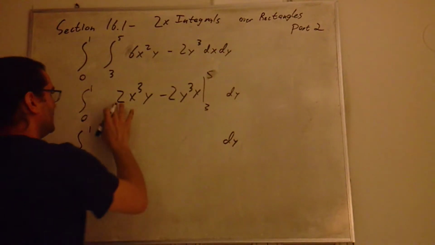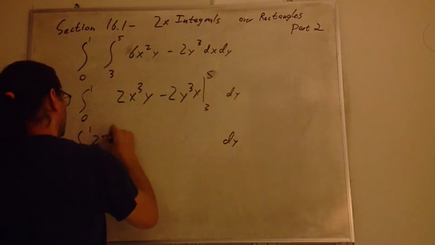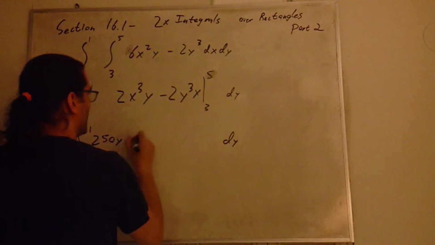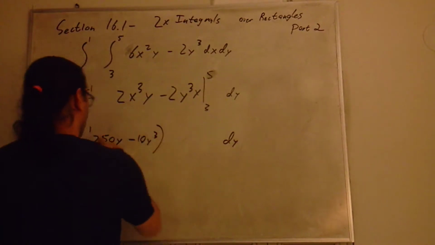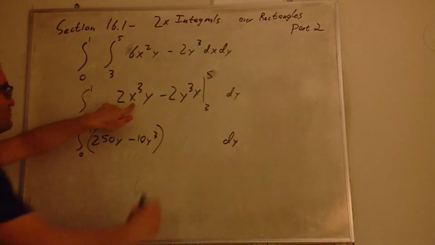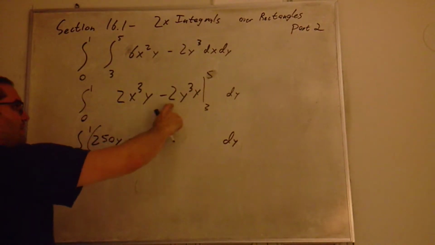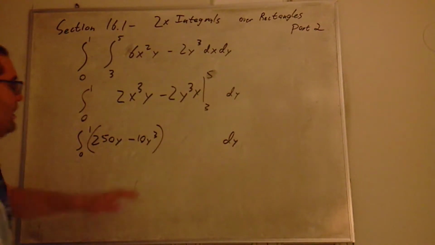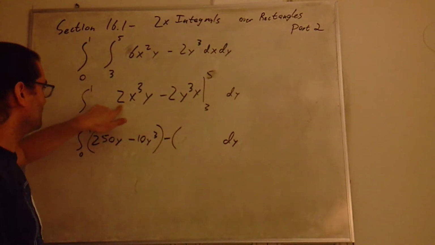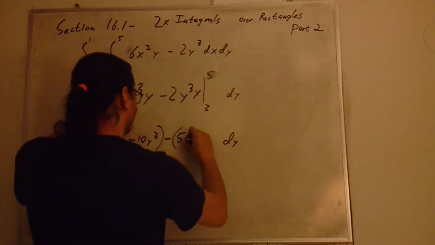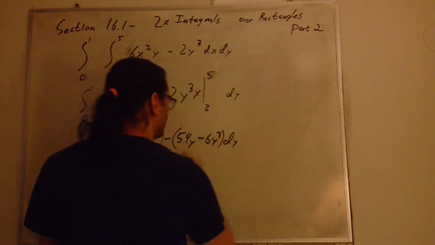Evaluating this will give me 2 times 125 is 250y minus 10y cubed. That's what happens when I evaluate this at x equals 5. This is 125 times 2. This is just the 5 times 2 for 10. And now I subtract what happens when I evaluate this at 3. So this will be 2 times 27, which is 54y, minus 6y cubed.